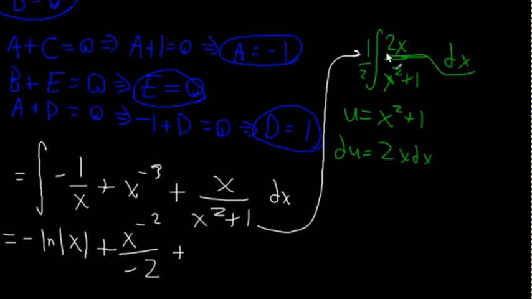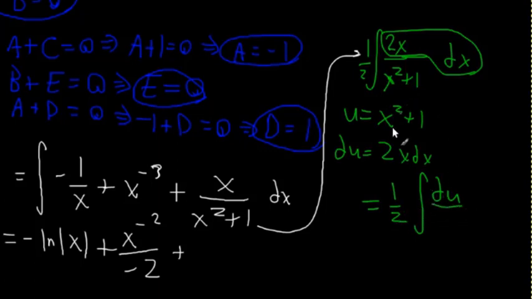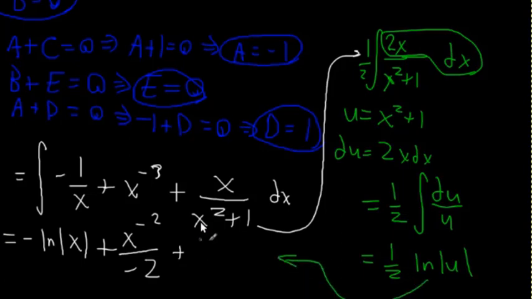And so we know that 2x dx is just du. We still have the 1/2 integral at the front. We have the integral of du over x squared plus 1, which is just u. And so if you're in calculus 2, you've done this integral many times. You should remember this like the back of your hand. 1/2 the natural log the absolute value of u. And so now we can move this over here since we solved that integral now. So it's going to be 1/2 the natural log the absolute value of u.